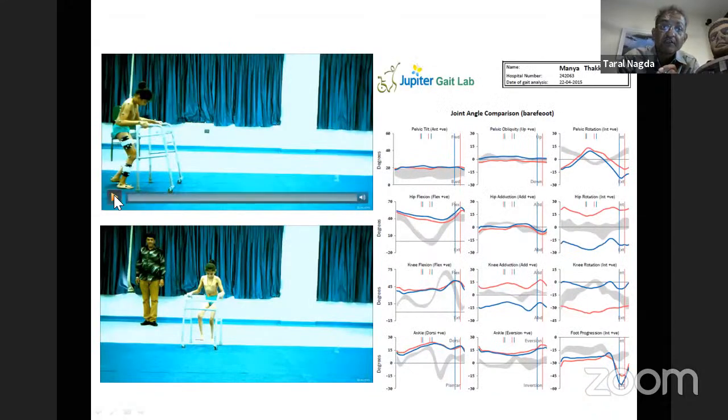So this is a child. You can see she is walking with a walker, and if you see her knee graphs, her knee is in flexion to start with, but in the swing phase, there is reduction in peak knee flexion.